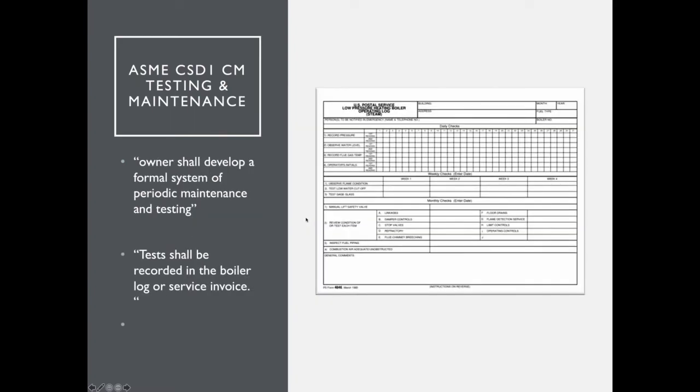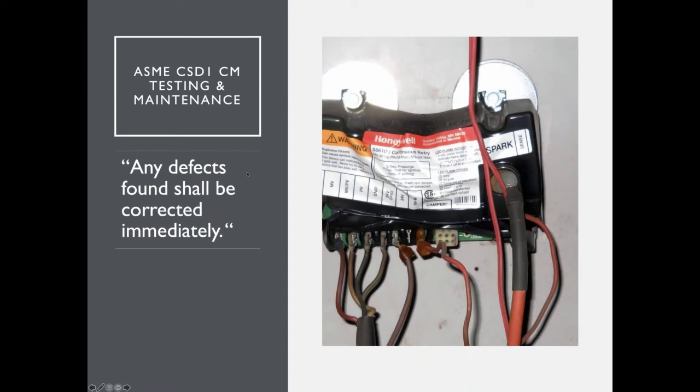The ASME CSD1 further says the owner shall develop a formal system of periodic maintenance and testing, and it shall be recorded in a boiler log or service report. We are seeing some municipalities are asking to see the boiler service reports or the testing that was done. And then finally, any defects found shall be corrected immediately. I found this particular flame safeguard on the job, and the guy said, oh, it's been like that for 5 years. Well, if you follow CSD1, we can tell them that this thing has to be changed.